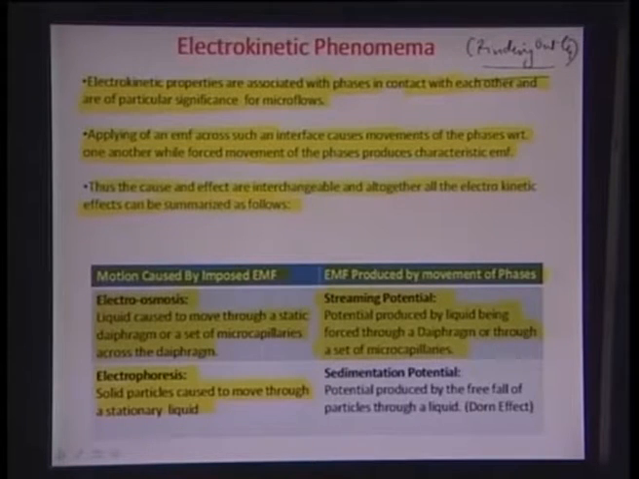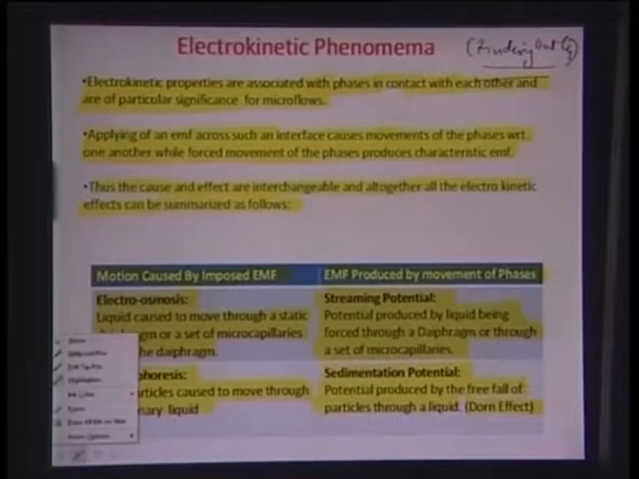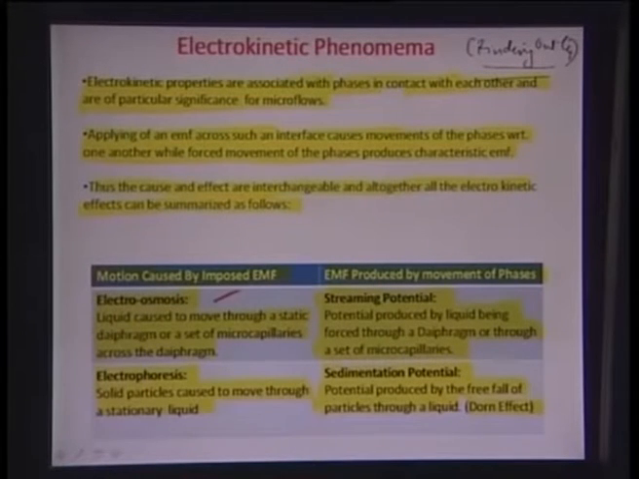The other important effect is sedimentation potential. It is used very often in the chemical industry. This is the potential produced by the free fall of particles through a liquid. This is a gravity driven fall of particulate matter in a liquid, which would cause a certain amount of potential, and this can give information about the weight of those particles or the rapidity with which they would sediment or settle down. This is also known as the Dorn effect. We would be more interested in studying just a few types, actually these three, in more detail, about how a motion can be caused by EMF or an EMF can be caused by motion.